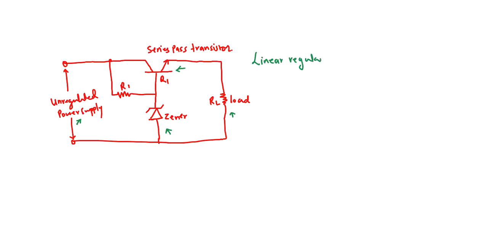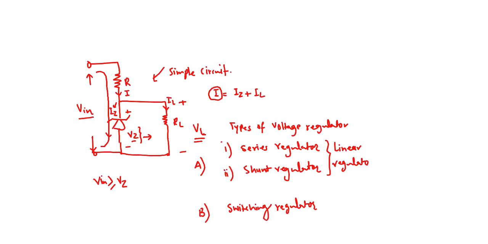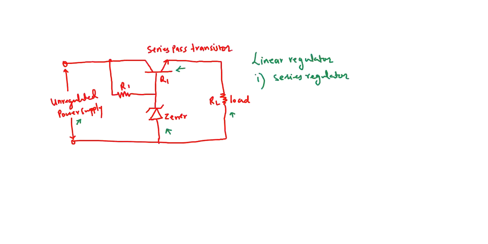And in that, it is called a series regulator. Just as we saw in the previous slide, here you have series regulators and shunt regulators, and these are two types of linear regulators. So we come back to our discussion.